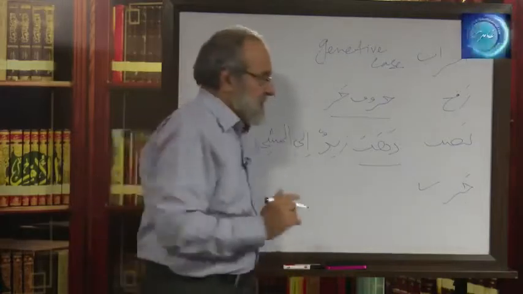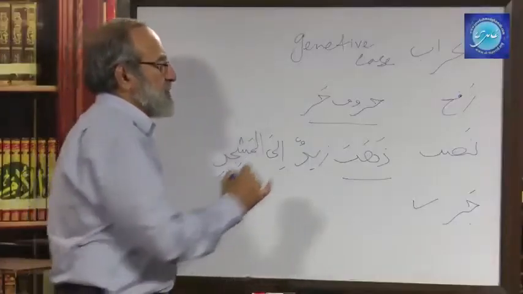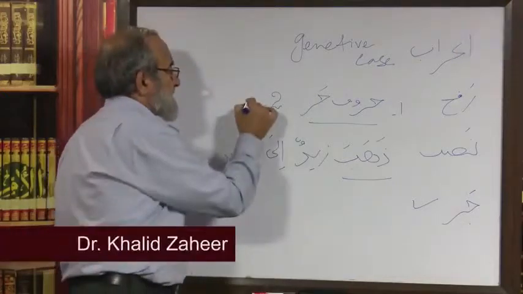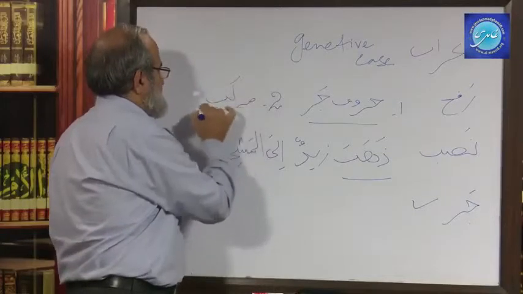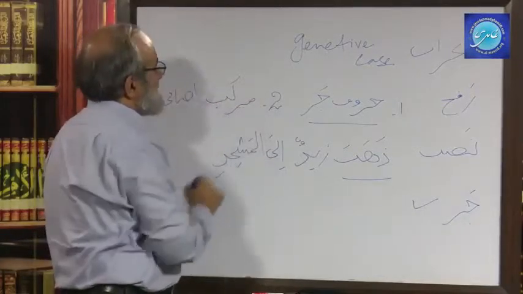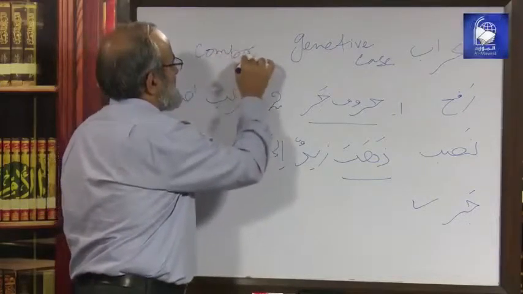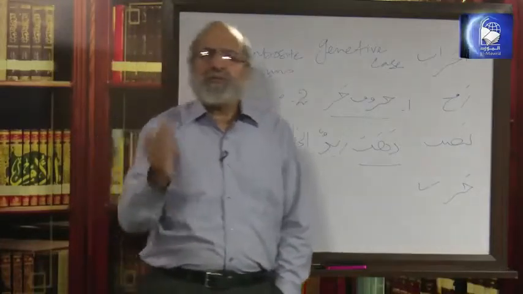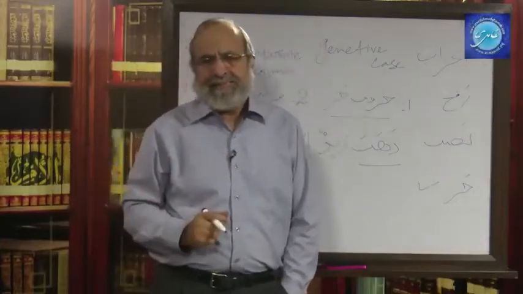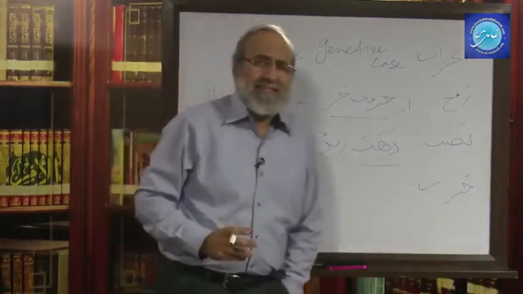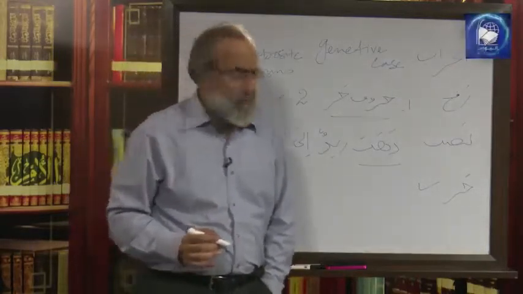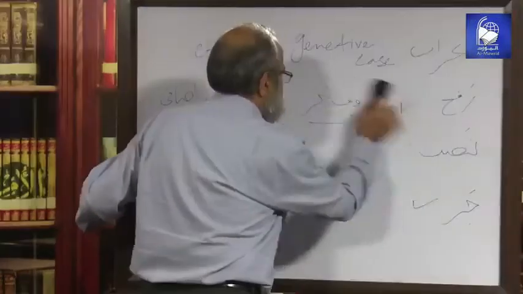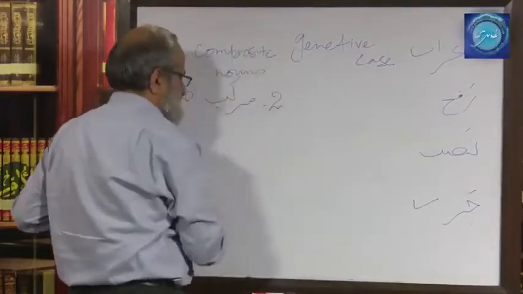Now we move on to the next possibility of jar. We've talked about huruf jar, which was the possibility number one, and now we are going to talk about murakkab izafi. Murakkab is actually composite nouns. There are two nouns that put together convey one sense. But this murakkab izafi, it normally has two nouns, and one of them is called mudaf and the other is called mudaf ilayh.